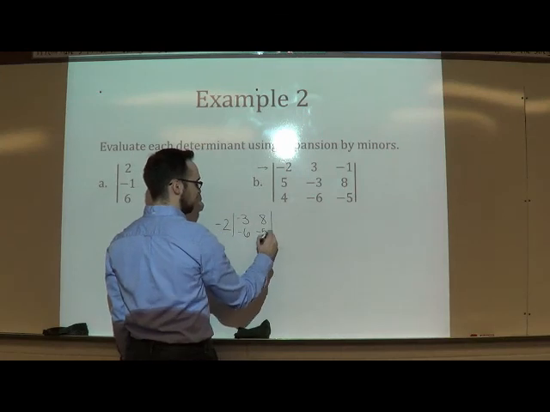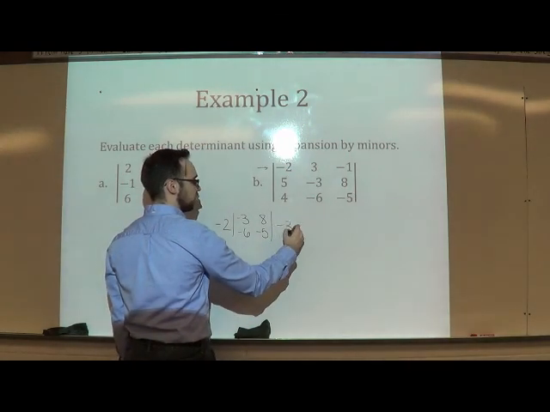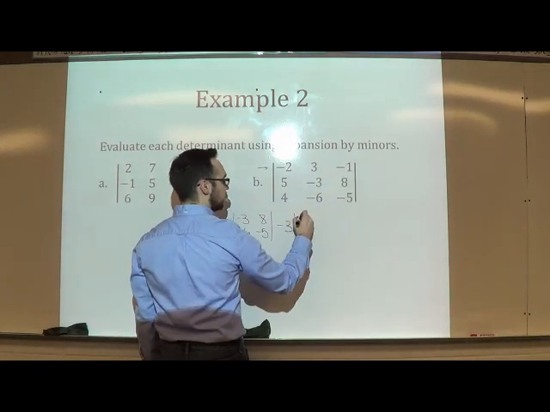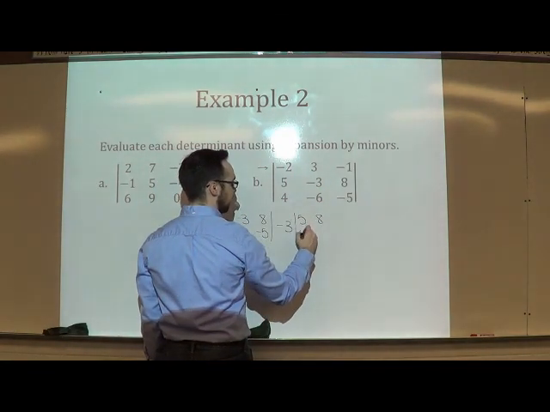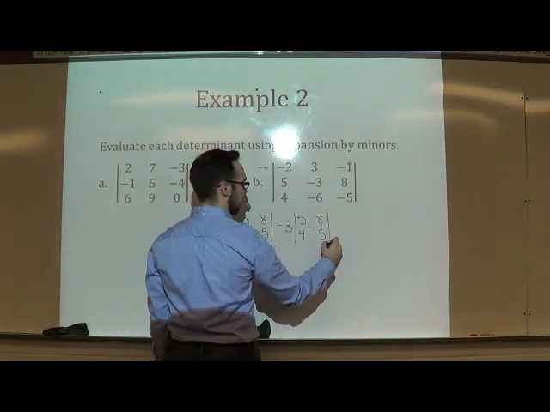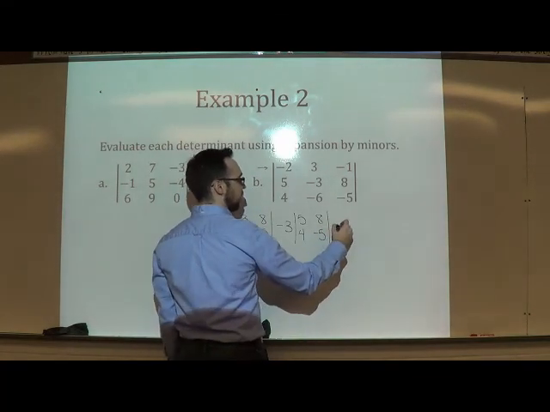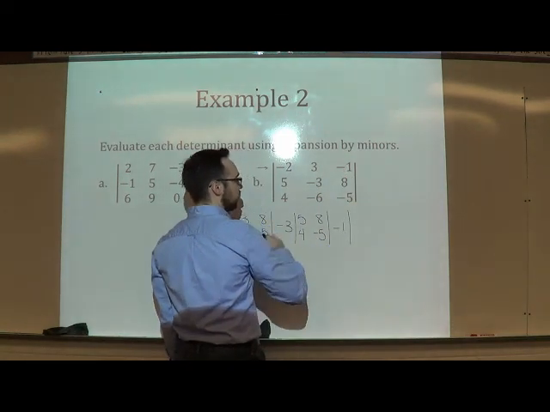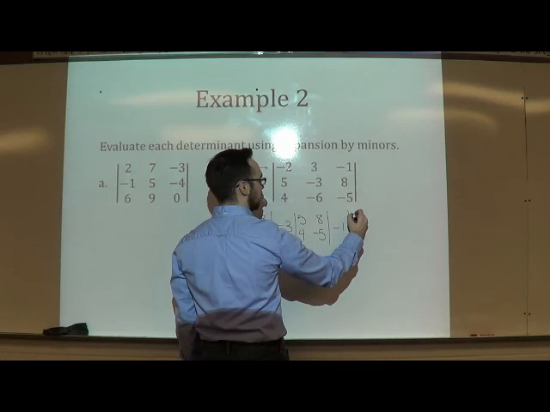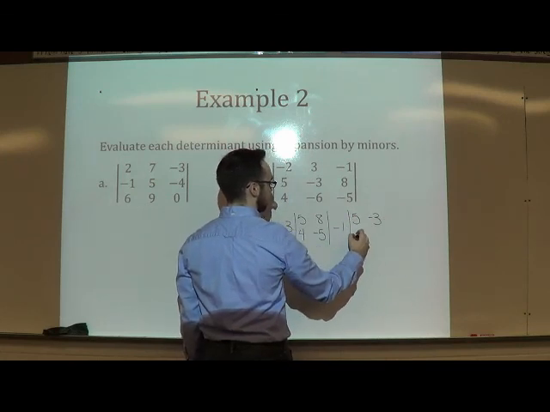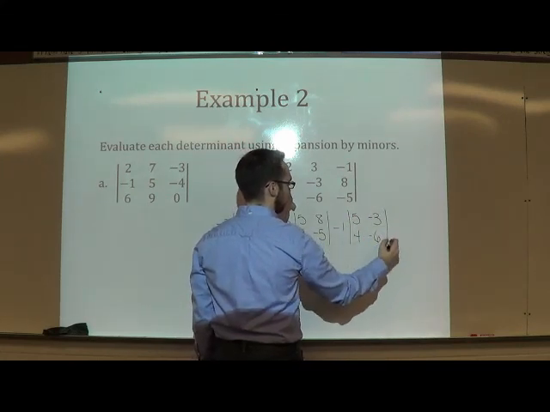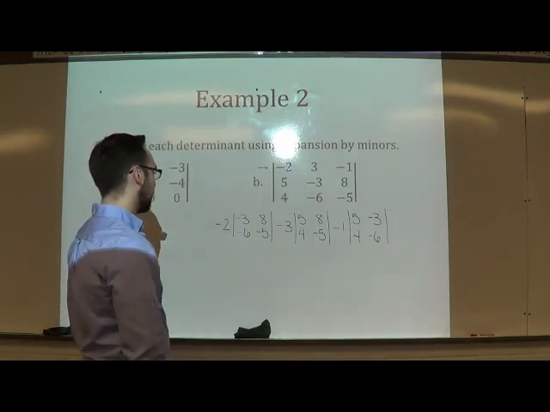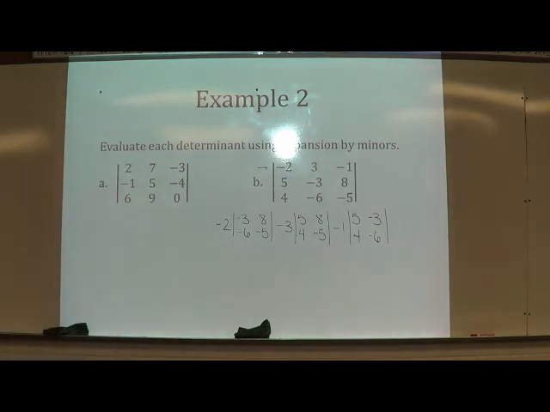Again, it's always subtraction, so then we have 3. We get rid of the column and the row here. So we have 5, 8, 4, negative 5. Again, it should be addition, but because it's negative, we're going to have subtraction again. So we get rid of this row and this column, and we have 5, negative 3, 4, negative 6. So we're going to go ahead and do these 2 by 2 determinants here.